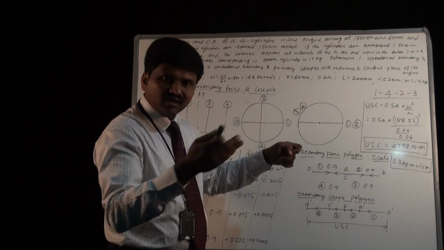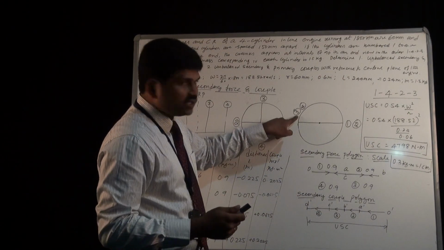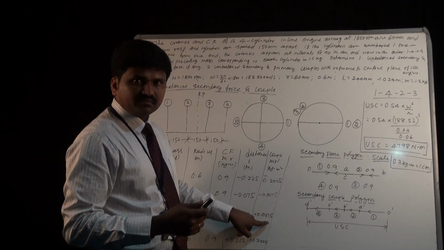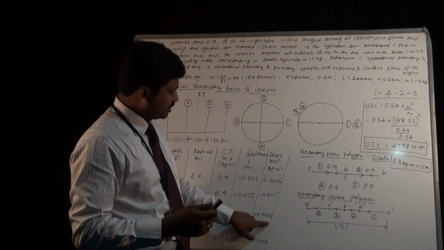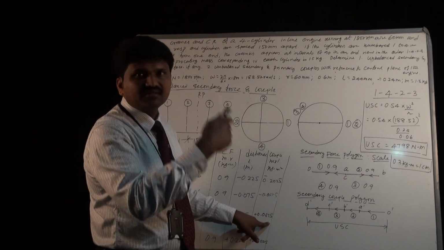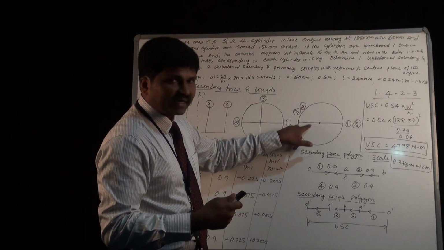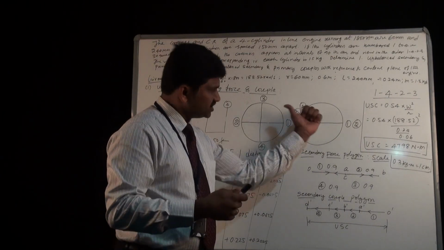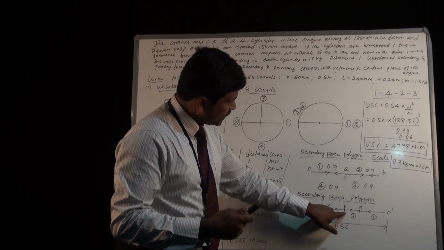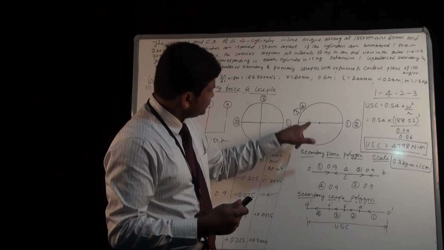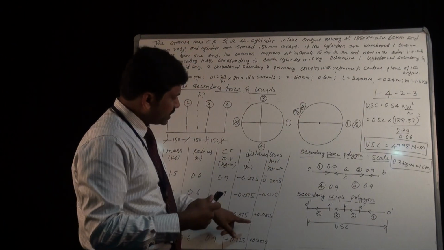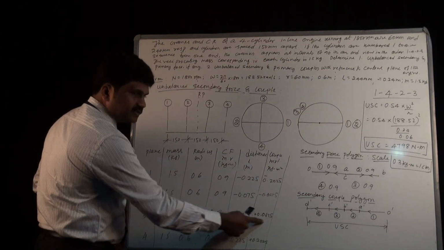Next, which one will we follow? 3. We are going in the order 1, 2, 3, 4. So 3 is positive. The couple due to cylinder 3 is positive, so it is in the direction of crank 3, which is in this direction. So now draw B dash C dash in the direction of 3, equivalent to this value.